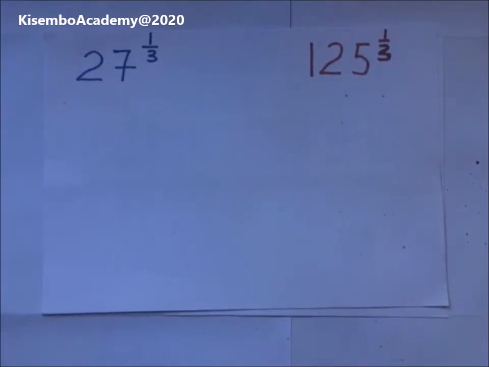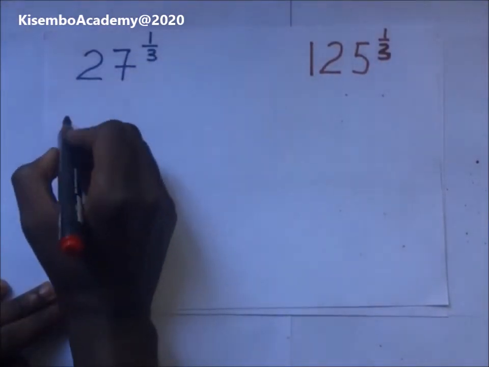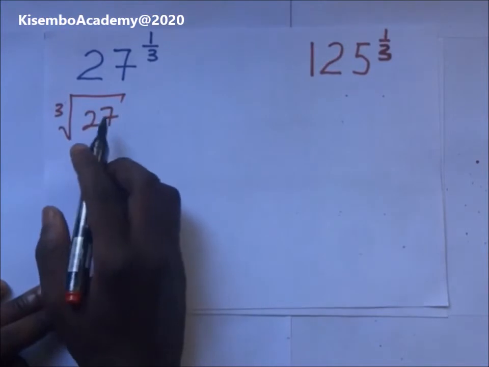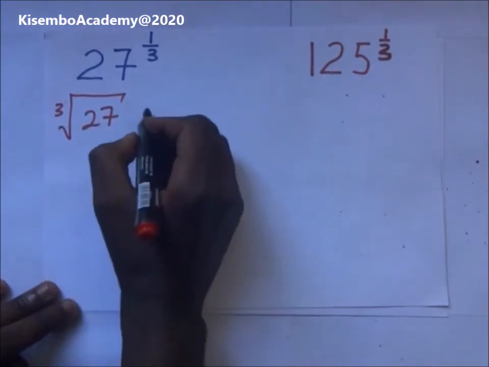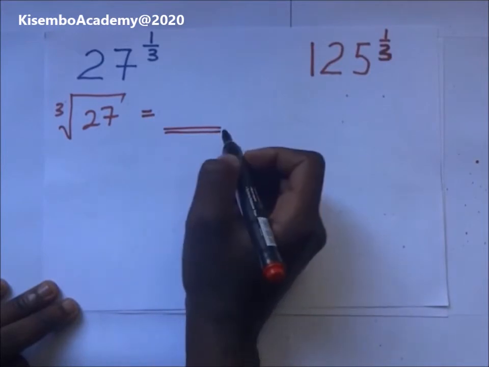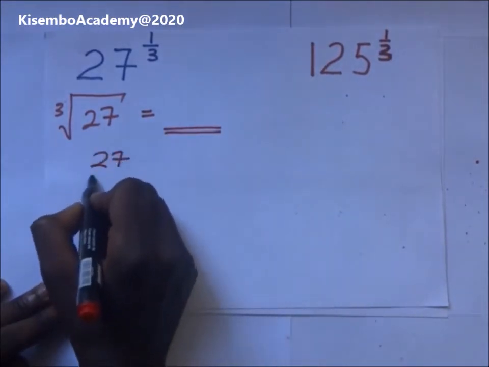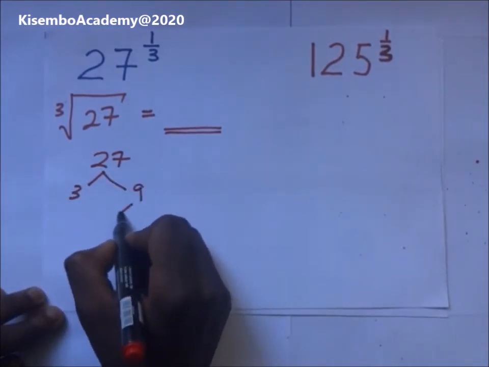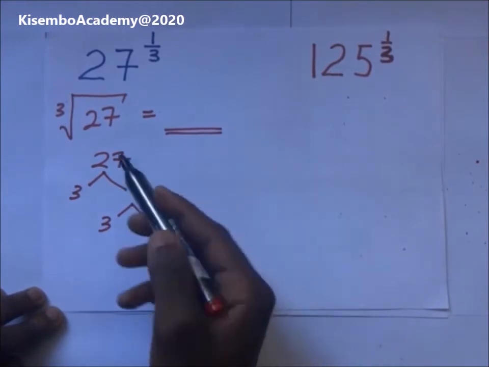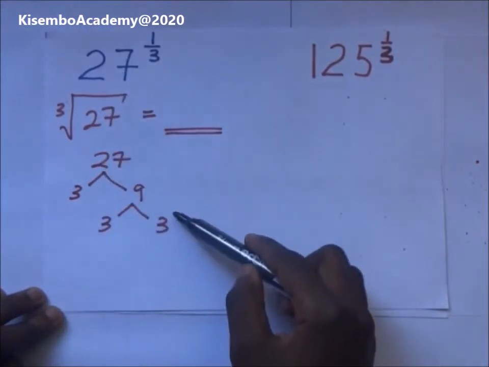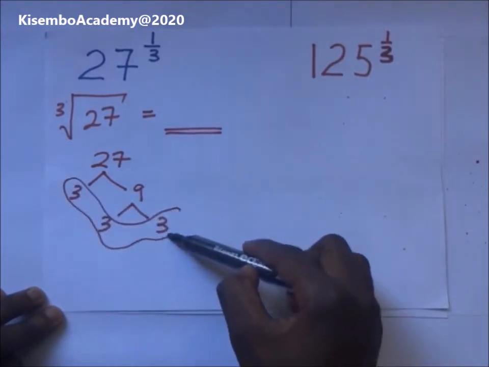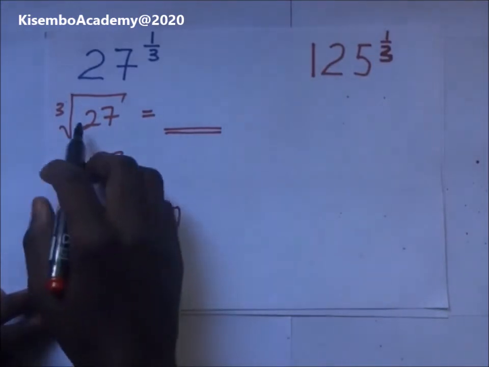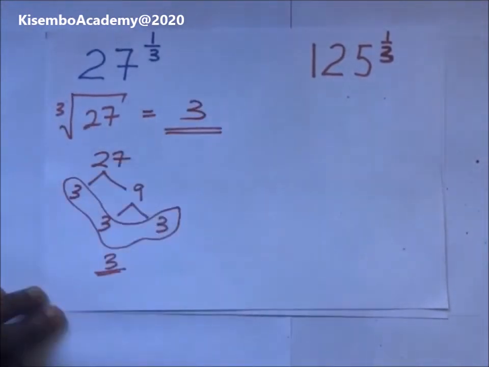27 to the power a third means it's going to be the third root of 27. So how do you get the third root of 27? You can either punch it in your calculator and you get your answer direct, or you can get it by calculating. Now 27 here, you prime factorize by 3, you have 9. By 3, you have 3. And since you're looking for the third root of 27, you group these numbers in groups of 3's. And in each group you pick one number. So here we pick one number, which is 3. So the third root of 27 is 3.